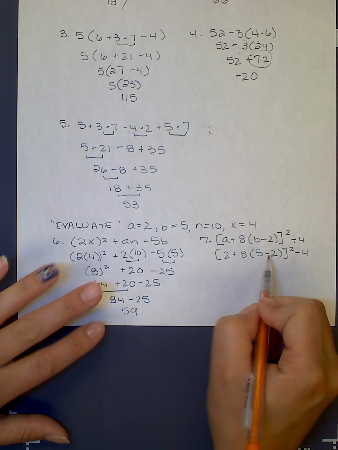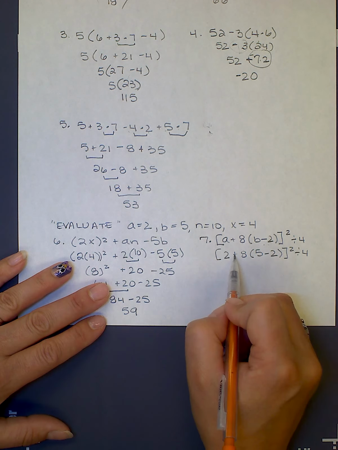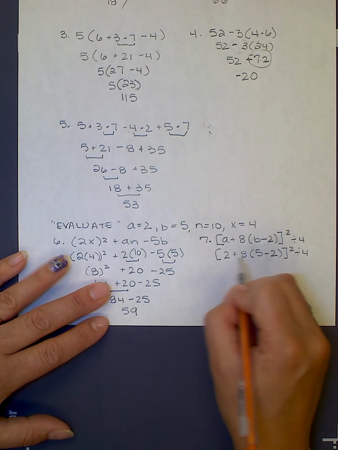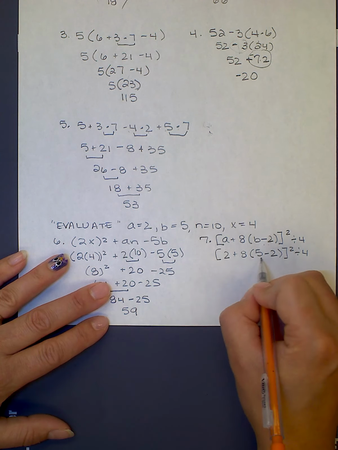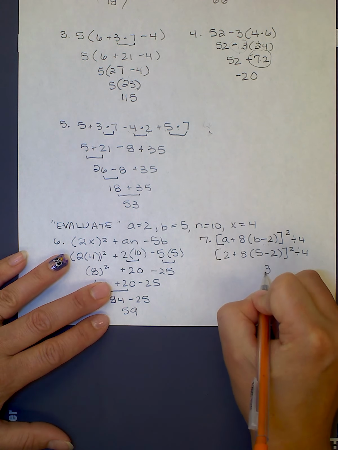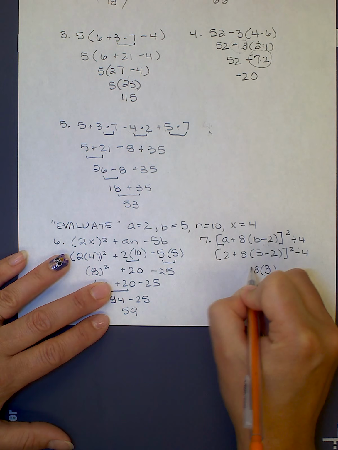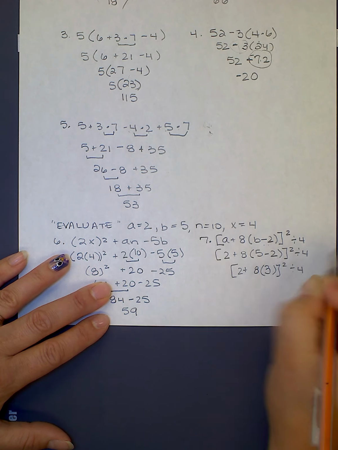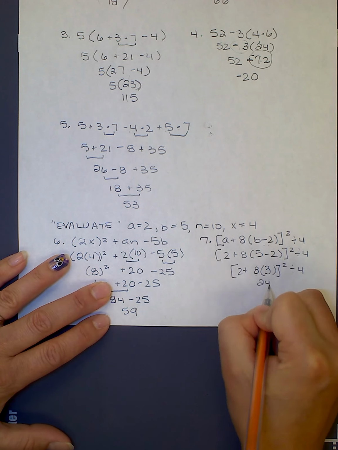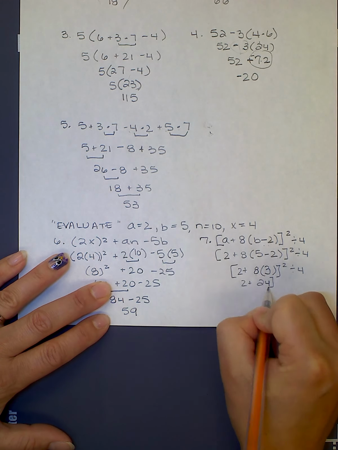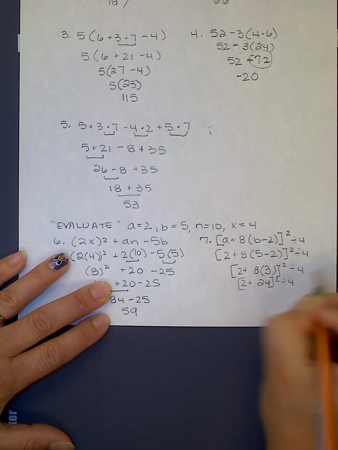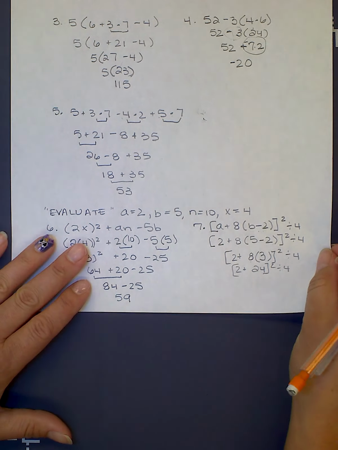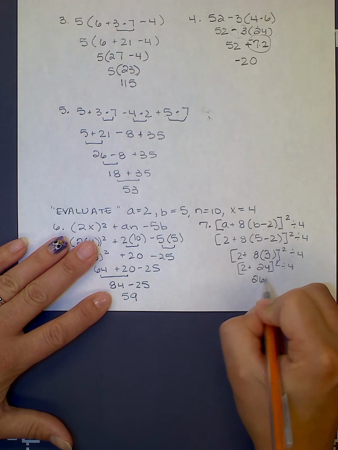Now notice I didn't use parentheses here because there is an operational symbol right next to it. So now you cannot do 2 plus 8. You need to do 5 minus 2 first, which will give you 3. Leave those parentheses. You unfortunately have to rewrite everything else. 8 times 3 is 24. Plus 2 gives us 26.